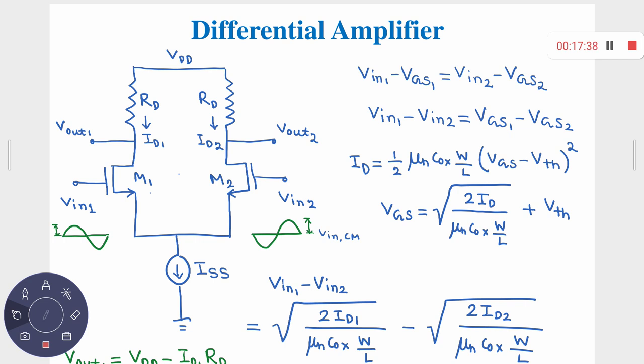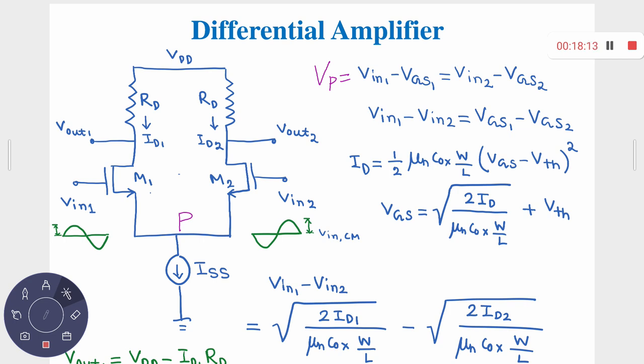So what do I get? If I call this point, as I already mentioned, point P over here, I can write the voltage at point P, Vp, equal to VN1 minus VGS1. If you look from this side, this is nothing but VN1 minus VGS1, and if you look from this side, this is VN2 minus VGS2. So Vp is equal to VN1 minus VGS1 equal to VN2 minus VGS2. Therefore, you can write VN1 minus VN2 is equal to VGS1 minus VGS2.